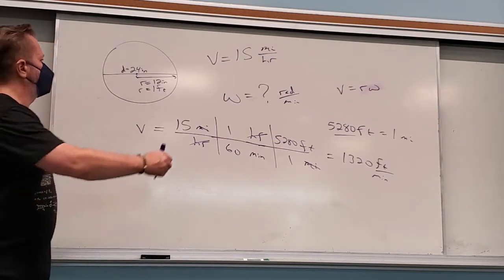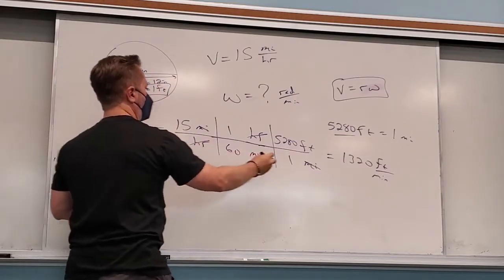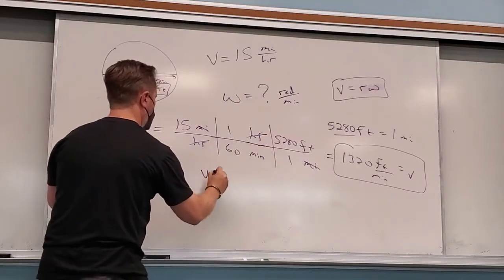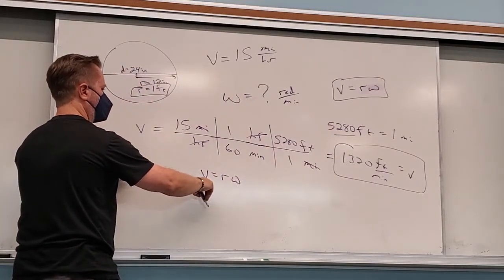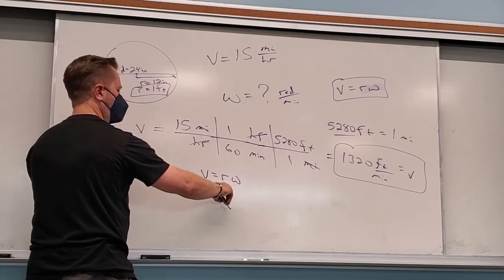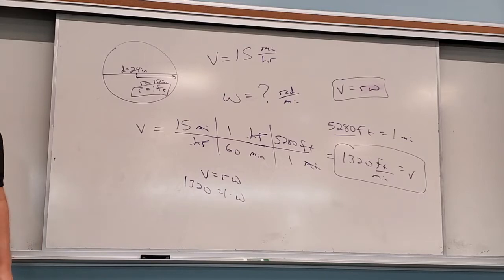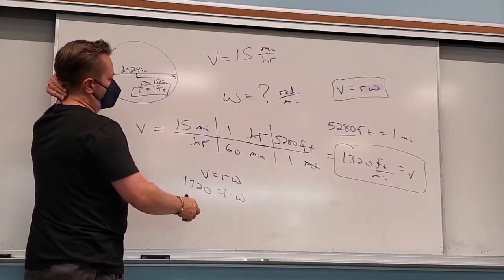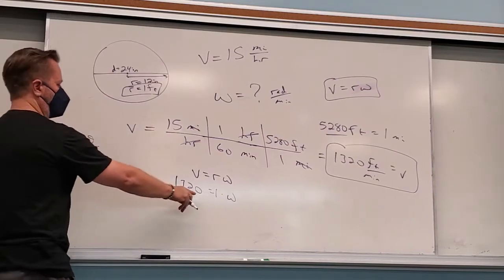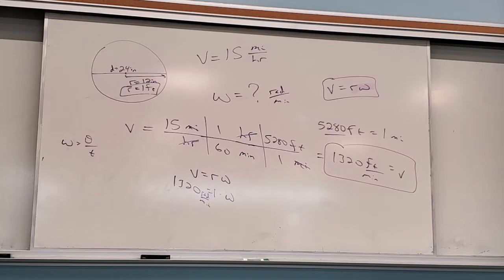So now, what equation? We've got this equation here, right? That relates what they tell me with what they ask me. So what do I put here? What goes here? 1320. One foot, it's got to be feet, right? Times omega. Do you see what's happening? What units is omega going to be in? Let's see if you guys can. Omega is theta over time. This is going to be radians per minute, which is exactly what they want. Is that what I got? Yeah, cool.